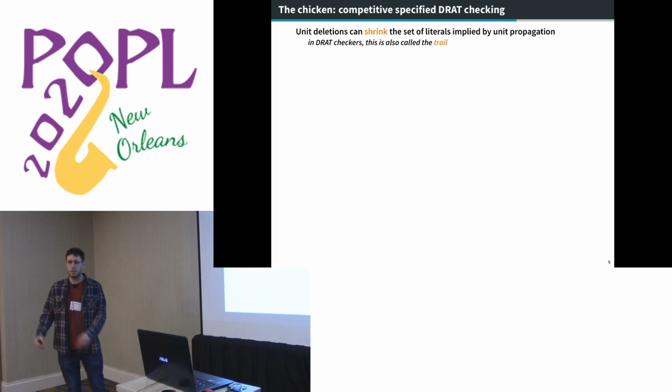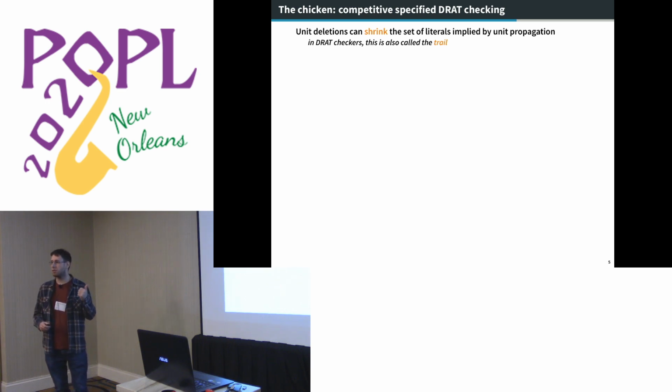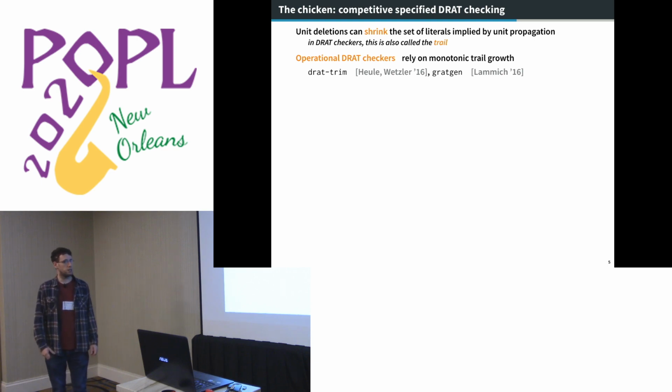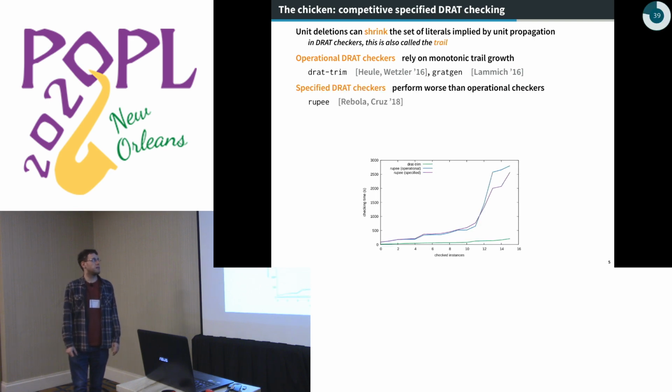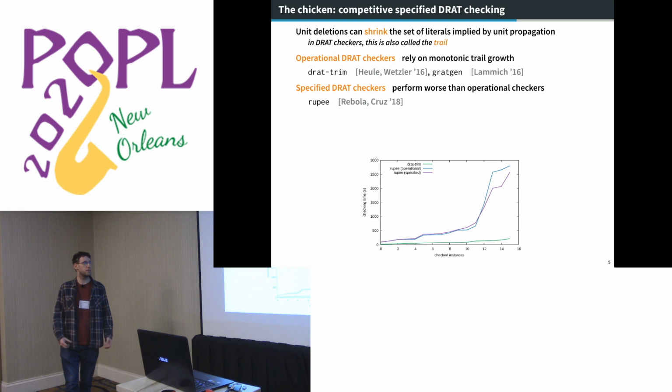So let's go to the checker side. The issue with unit deletions is that they can shrink the set of literals that are implied by unit propagation. This is very analogous to the trail that I just showed for SAT solvers. And in operational DRAT checkers, the internal invariants of those checkers actually depend on a monotonic growth of the trail. So the trail can never decrease, or else the invariants are broken and the checker doesn't work at all. And this is true for DRAT-trim, which is the most commonly used checker, but also for DRAT-gen, which is one that improved over DRAT-trim. On the other hand, the existing specified DRAT checkers, which I should say in singular, because back then there was only one, Rupee, perform worse than operational DRAT checkers. This is work that we did 2 years ago.